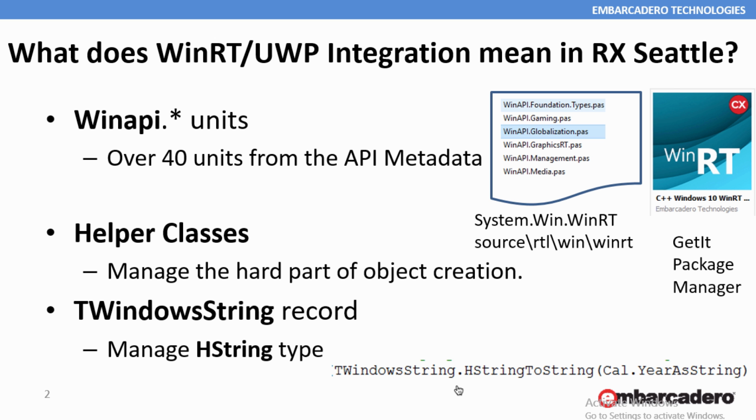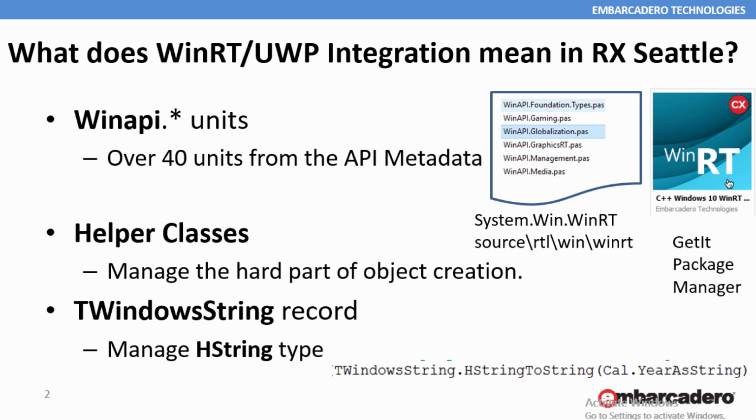So for example, this one line of code shows how we can get the year from the calendar. So we first get the calendar year as a string using the method year_as_string, and that returns a new type, HString. So we need to convert it to a Delphi string using the new TWindowsString class using its HStringToString method, and then we can display the calendar year as a string. Delphi 10 Seattle includes WinRT support in the System.WinRT and the Win API WinRT units, and the source code gets installed here at source RTL WinRT.